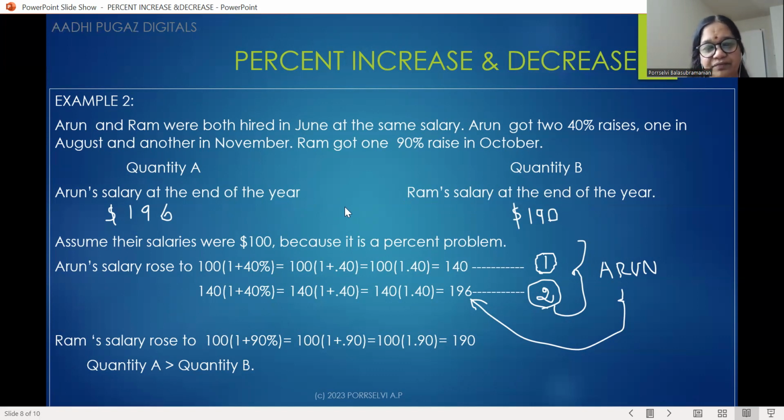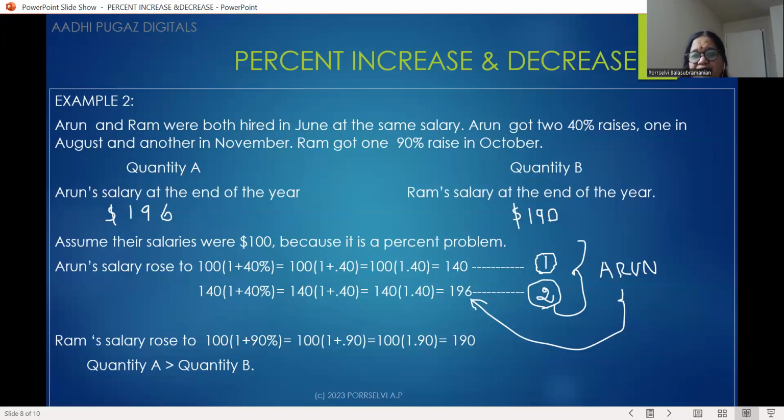Okay. So we will explain the question again. Arun and Ram were both hired in June at the same salary. So here we need to keep in mind the initial salary amount, we have to assume 100, because we are working with percent, right?